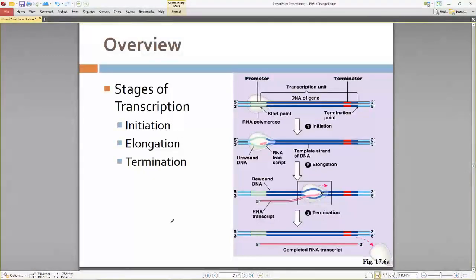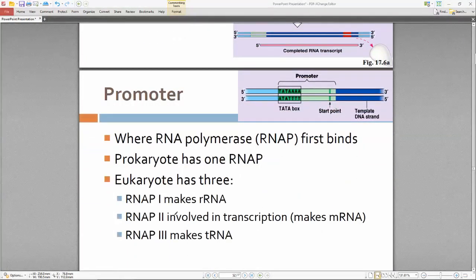Let's look at this overview. Just like DNA replication, there are 3 stages to transcription. Yes, one indexed. There's initiation, elongation, and termination. It's a little overview.